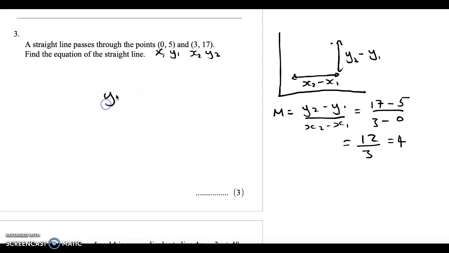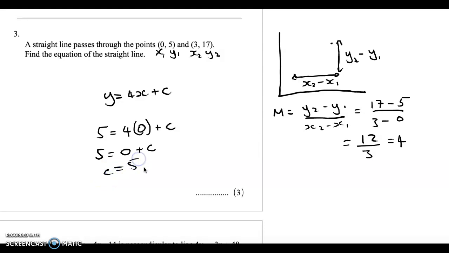So far we have y equals 4x plus c. Now we just need to find c, the intercept. We can either plug these coordinates in or these, it doesn't matter. We'll get the same answer. I think it's easier just to plug these in because it's got 0. So y is 5 equals 4 times 0, that's going to be 0, plus c. So we've got 5 equals 0 plus c, so c equals 5.